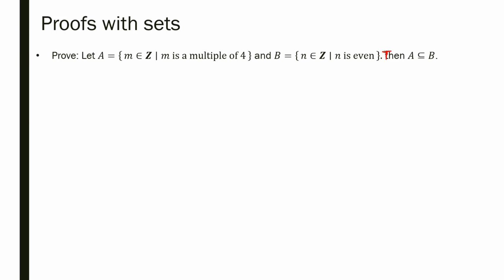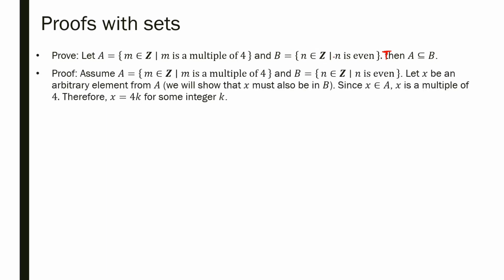So if A is this and B is this, I claim that A is a subset of B. And this is intuitive, right? The set of all multiples of 4 is a subset of the set of all multiples of 2. So let's prove it. We're going to assume A is this thing and B is this thing, as we stated right here. And we're going to take an arbitrary element from A. So let X be an arbitrary element from A. And we're going to show that X is also in B.